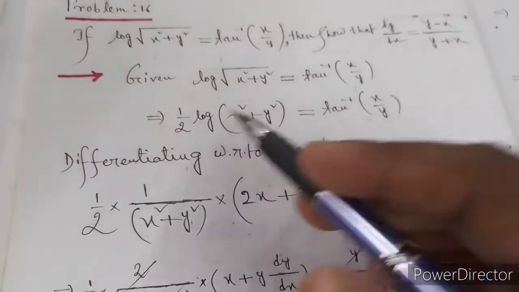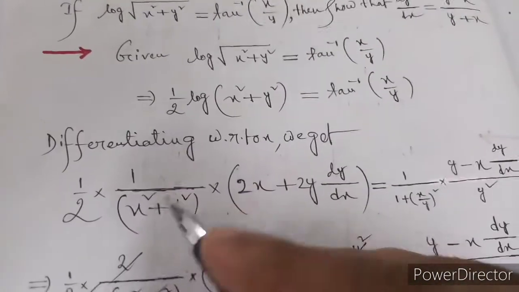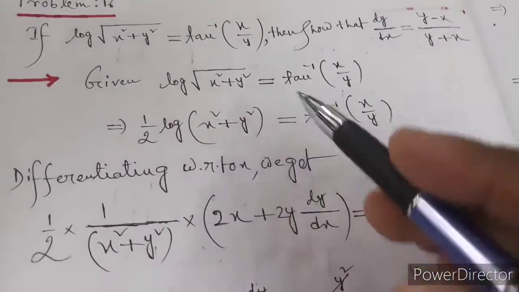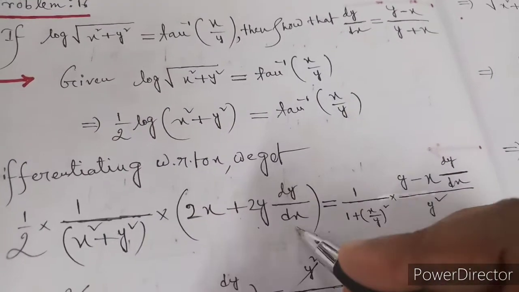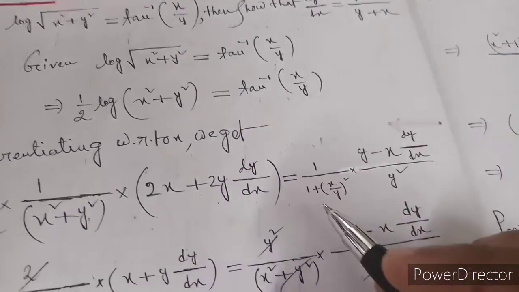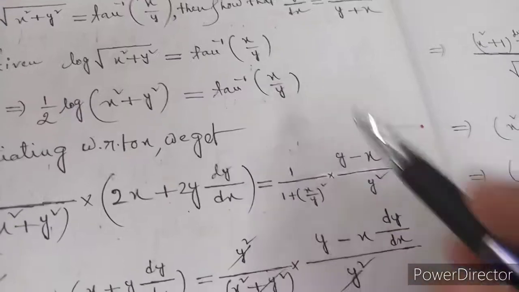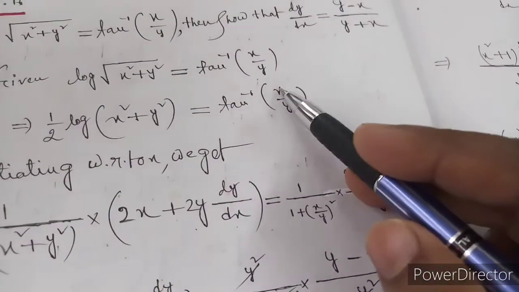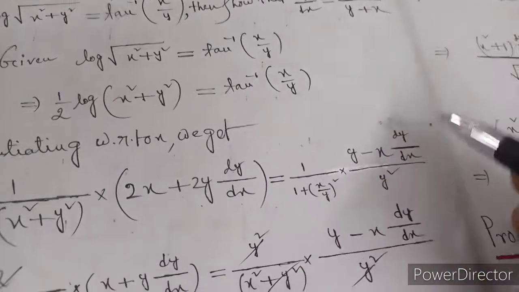Now differentiate. It should be half of log, and the derivative of log of this one is 1 by x square plus y square. Now the derivative of x square plus y square is 2x plus the derivative of y square, which is 2y dy/dx. Clear? Now the derivative of tan inverse x by y is 1 by 1 plus x by y whole square, plus the derivative of x by y, using the u by v rule. So v square is y square. So y is constant, and the derivative of x is 1. So y minus x is constant, and the derivative of y is dy/dx.